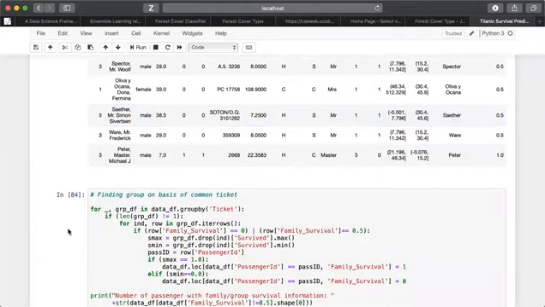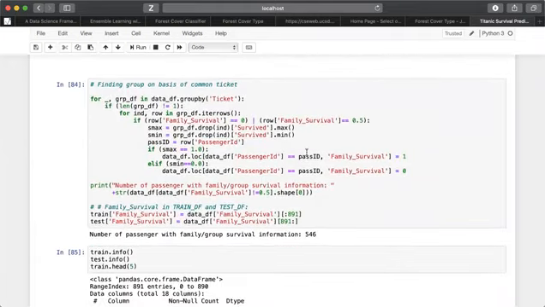Now the same principle I have applied to find out the group. For that I have used only one function, that is group.